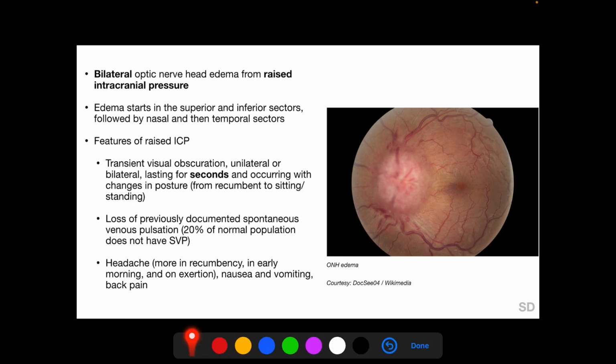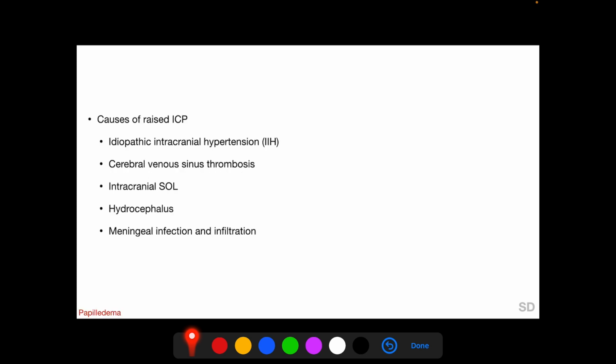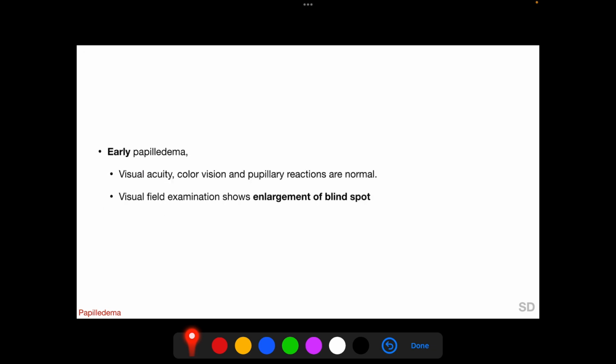However, if we fail to detect SVP in the first presentation of a patient, that does not mean that the missing SVP is due to raised intracranial pressure, because 20% of normal population does not have SVP. The other features of raised intracranial pressure are the well-known headache, more in lying down position, in early morning and on exertion, nausea and vomiting, and back pain. So the causes of raised intracranial pressure include idiopathic intracranial hypertension, cerebral venous sinus thrombosis, intracranial space occupying lesion, hydrocephalus, and meningeal infection and infiltration.